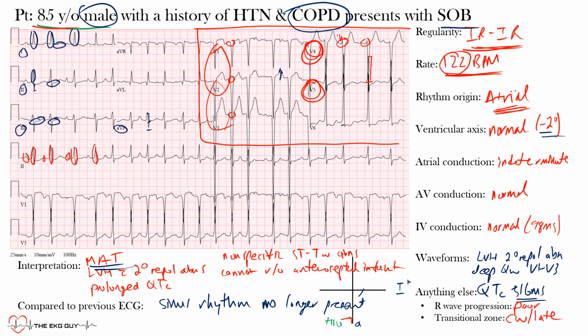All right, so let's wrap up our case here. So our 85-year-old male with a history of hypertension and COPD presenting with shortness of breath has this EKG showing multifocal atrial tachycardia, evidence of left ventricular hypertrophy with secondary repolarization abnormalities, a prolonged QTC interval, nonspecific ST T-wave changes, and that we cannot rule out the anteroseptal infarct, but when we look back at the previous ECG, they're there, and all we have is sinus rhythm no longer present, replaced by multifocal atrial tachycardia.